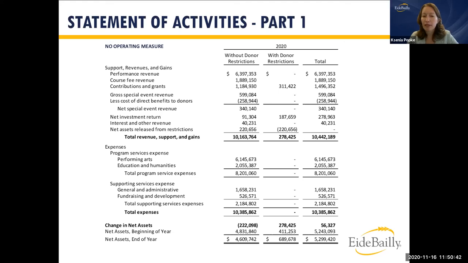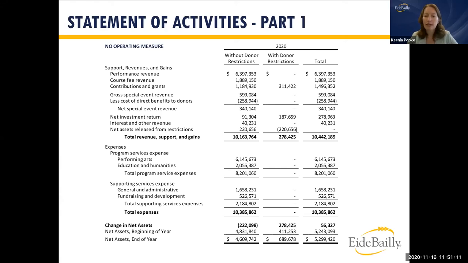The story of these financial statements would tell me that you are a $10 million organization with an annual budget where a majority of your revenue comes from performance revenues, some courses, followed by contributions and grants. So this particular statement and this presentation shows the reader the size of your organization, more so maybe than how you actually manage your operations.